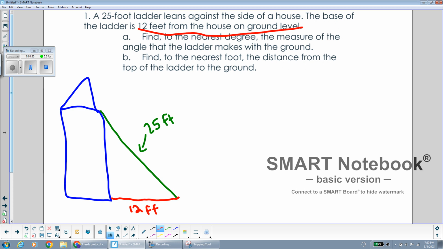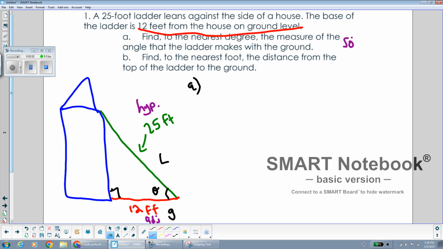Find, to the nearest degree, the measure of the angle that the ladder makes with the ground. So here's the ladder, here's the ground. So this is the angle that we're looking for in part A. Here I have a right triangle. From the angle that we're looking for, this would be the hypotenuse, and this would be the adjacent leg. We have adjacent and hypotenuse.